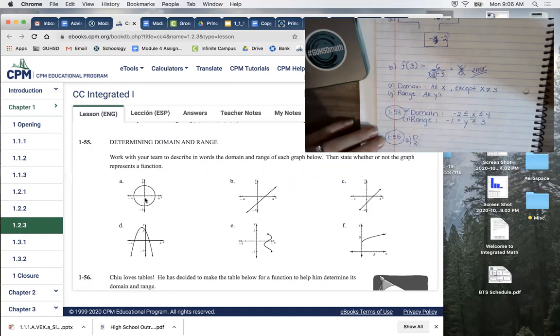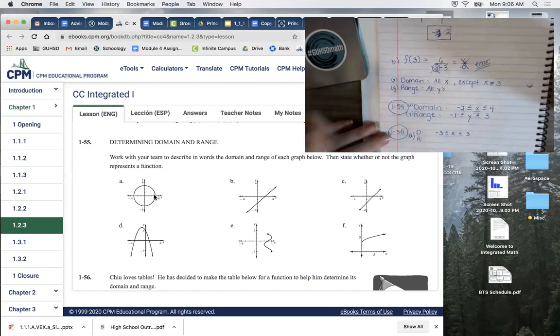Even though it is not a function, I still can talk about the domain and range. The domain are always your x values. So it looks like this one goes from -3 all the way over to 3. All the x values that I use are x greater than or equal to -3, but less than or equal to 3. Okay, I use all x's from -3 to 3.